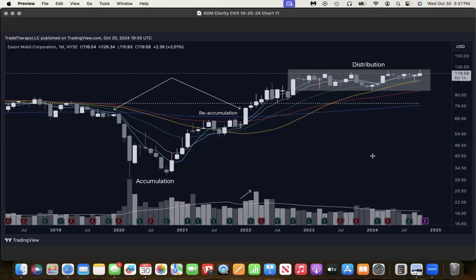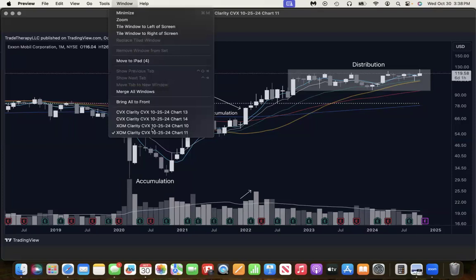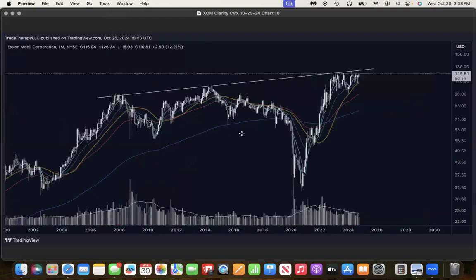We take a closer look at the run. You see these tight candles here. This was redistribution here. We go back and look at the previous chart. We can see that Exxon began distributing right here. There's a big reversal candle right there on a monthly. It came down and then redistributed in this area right here.